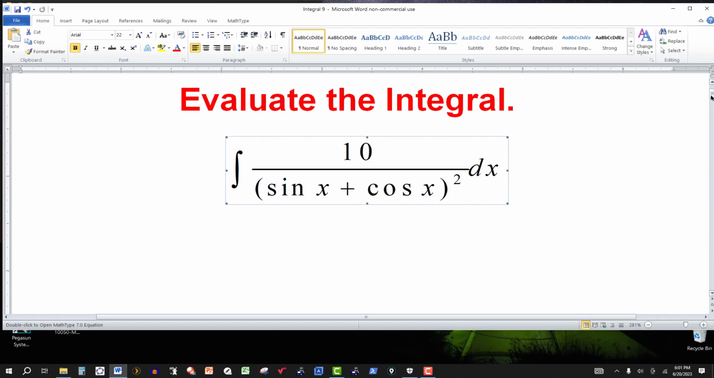In this video, we have the integral of 10 over (sine of x plus cosine of x) quantity squared. If you want to give this a try, go ahead and pause the video, and I'll be right back.